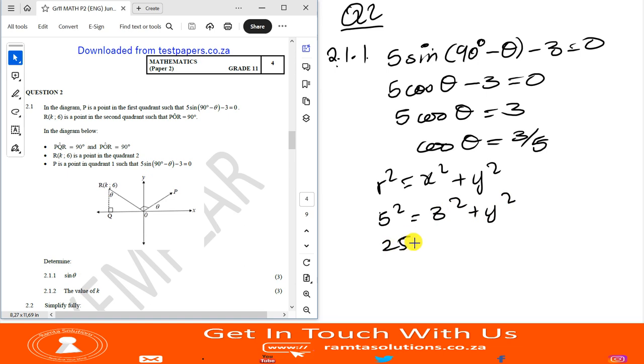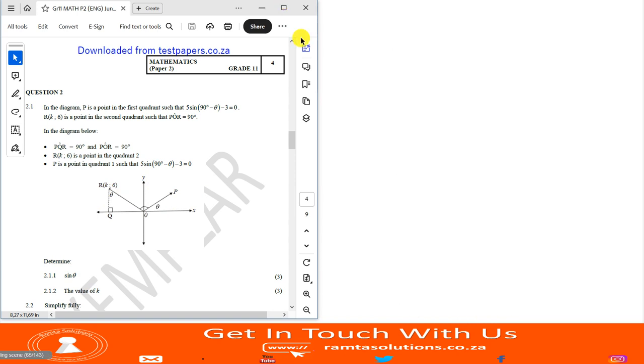So this is 25 equals 9 plus y squared. So this is 16 equals y squared. Therefore, y equals 4, or maybe I will be rushing it. Let me not rush it. So y squared equals 16. Therefore, y equals 4. The reason I'm saying y equals 4 is because here y is positive, so I will simply say y equals 4. Now I can answer the question, what is sin theta?